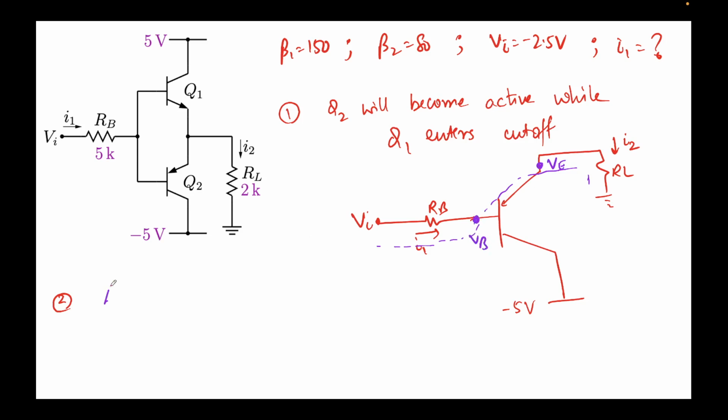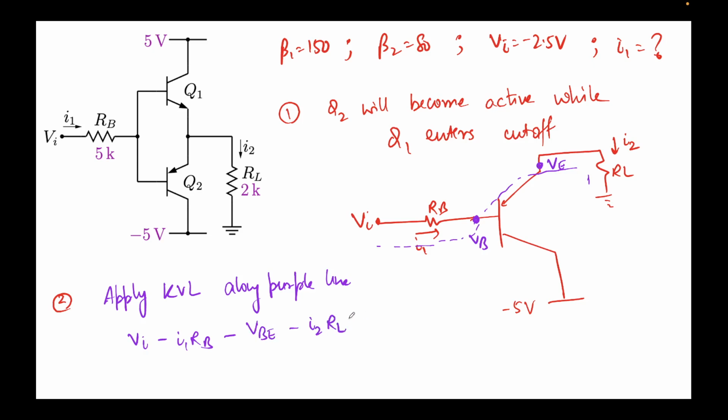So we'll apply KVL along the purple line. Let's do that. We'll write VI minus I1 RB minus VBE. That's how we are moving, right? And then again minus I2 RL. This should be equal to 0.